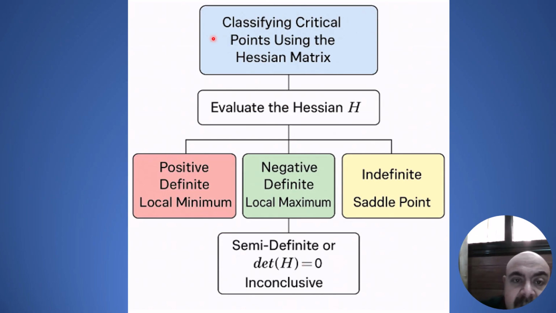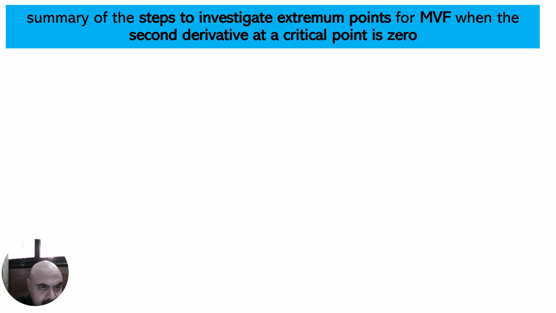Also, I wanted to put this chart. This chart will summarize everything. It's a classification of the critical points using the Hessian matrix. Evaluate the Hessian matrix. If it is positive definite, I have a local minimum. If it is indefinite, I have a saddle point. If it is negative definite, a local maximum. But if I have semi-definite, or the determinant of the Hessian matrix equals 0, then in this case the system is inconclusive, and I will need to do further investigation by getting higher orders.